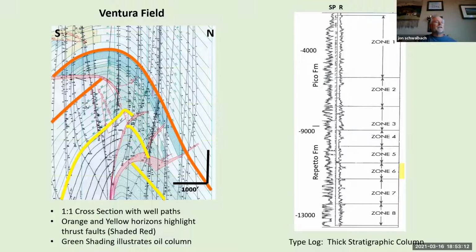And then to the right, you see kind of a standard stratigraphic column, but this just shows, for those of you familiar with well logs, this kind of serrated SP here shows the sand mudstone package that persists for over 10,000 feet in the field.